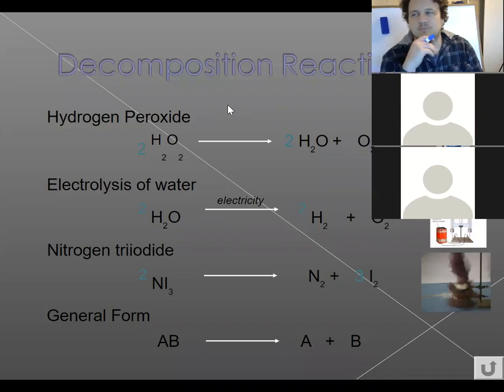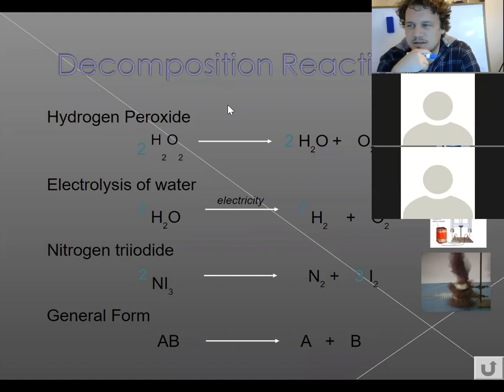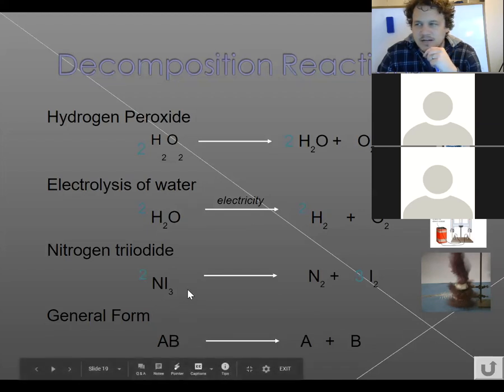Using yeast and hydrogen peroxide, you can actually make a flamethrower with the oxygen gas that's produced. So electrolysis of water breaks down H2O into 2 H2 and 1 O2. Nitrogen triiodide, break that up back into its original products. So AB breaks down into A plus B.